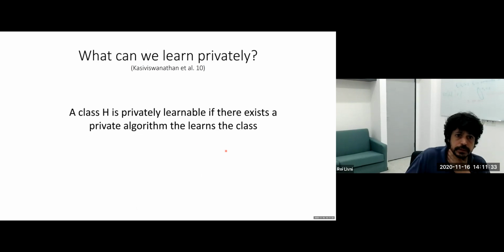And okay, so given this notion, it was very natural to ask the question, what can we learn privately? So what do we mean by to learn something privately? You have a class and you have an algorithm that satisfies the differential privacy constraint and is learning the class. Okay? So that's what you want to know when you study private learning.